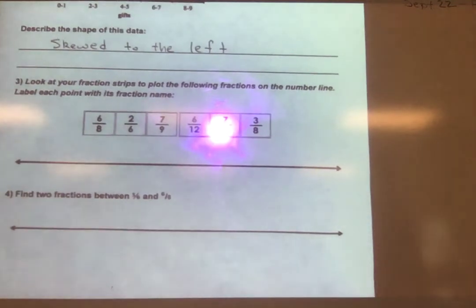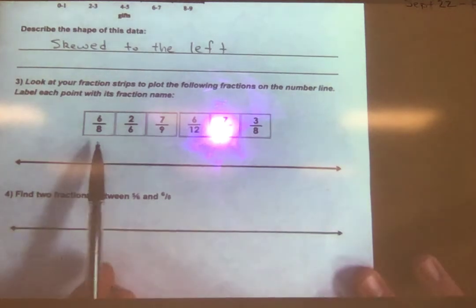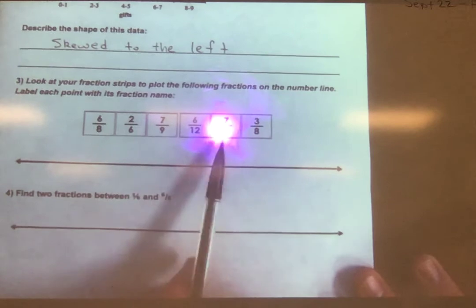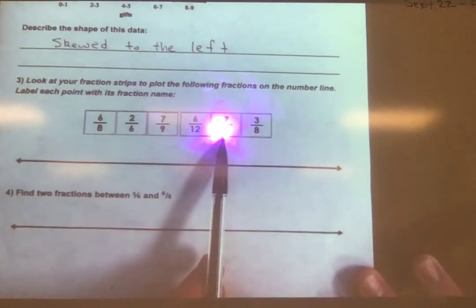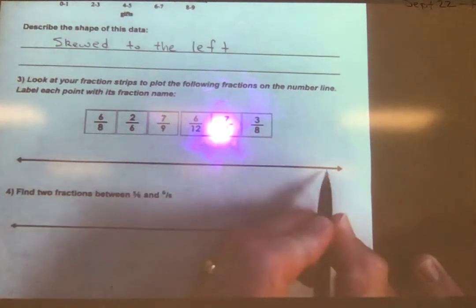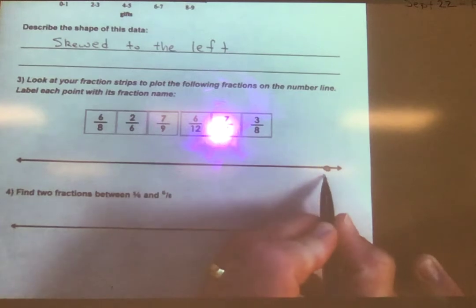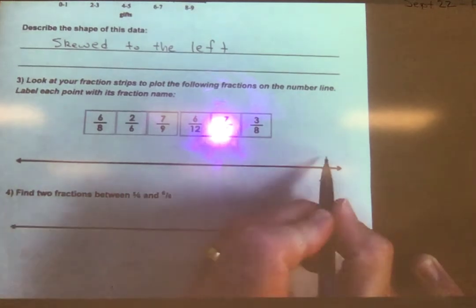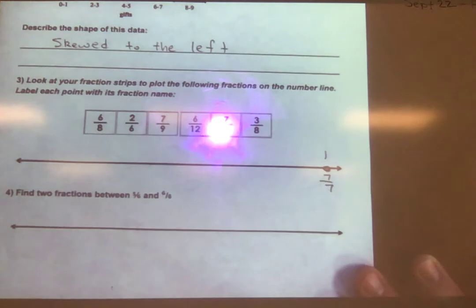Now I'm going to skim through these, and guys, what I notice when I'm looking through all of these is they're all less than 1 except 7/7. I know that's exactly 1. So I'm going to start with that one. I'm going to put it over here and label it 7/7. I'll put a little 1 above it to remind me that's 1 whole.